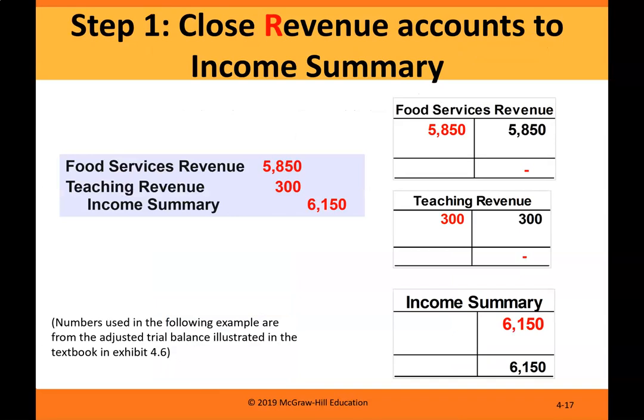Step 1. Close revenue accounts to income summary. So we're taking our food service revenue balance and subtracting it out, so you debit that in order to bring this account to zero. Then you do the same thing with your teaching revenue. So it's in there as a credit of $300. If we debit that amount, it brings it to zero. And then add those two together and move them into the income summary account. So this is just a holding account.